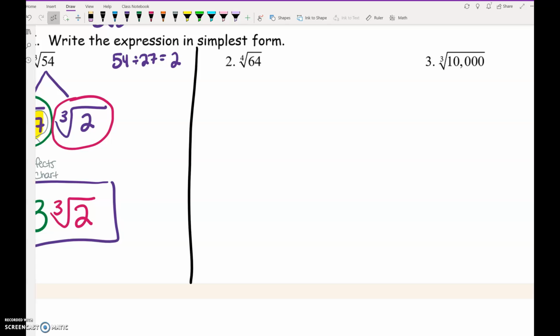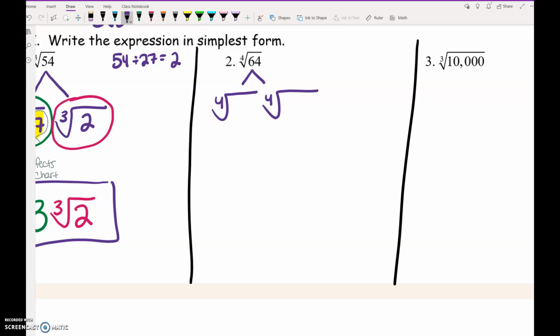The next one is the fourth root of 64. Since it's the fourth root, we're going to go to the fourths column, and we're looking for the largest number that is smaller than 64. 16.